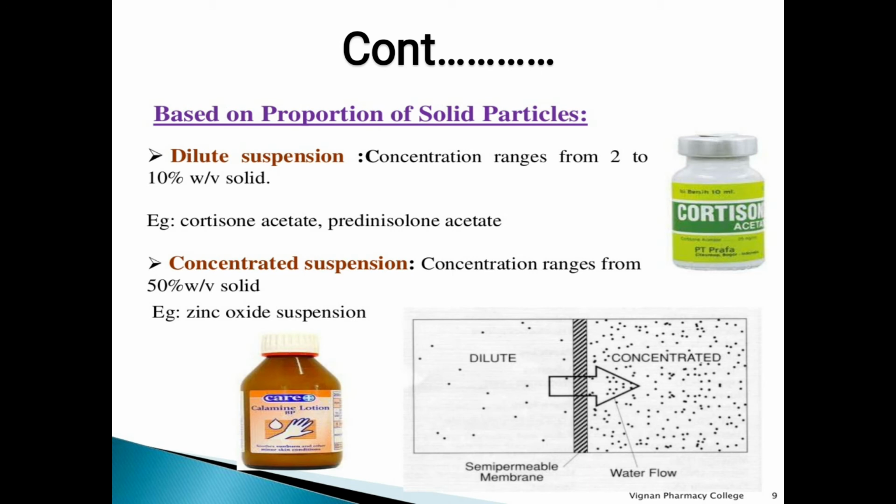Based on proportion of solid particle. Dilute suspension: concentration ranges from 2 to 10% weight by volume. Concentrated suspension: concentration ranges from 50% weight by volume of solid. So when dilute and concentrated are separated with a semi-permeable membrane, the particles will move from higher concentration to a lower concentration. This is called the surface tension.